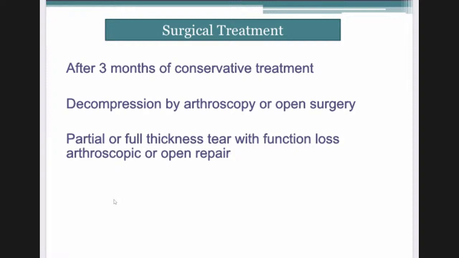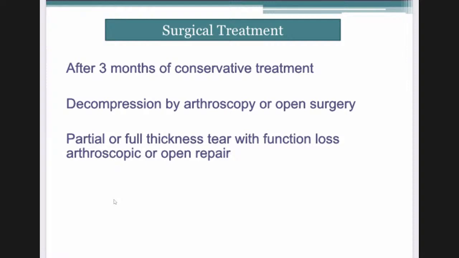And if the patient is not better with the conservative treatment, then we do a subacromial decompression by doing arthroscopy, or if the surgeon doesn't know how to do an arthroscopy, then you can do an open surgery also. And if there's a partial or a full thickness tear and the function of the patient is compromised, then the patient has to undergo an arthroscopic or an open repair of the tear.